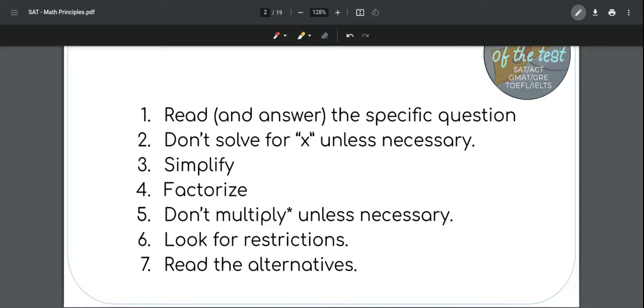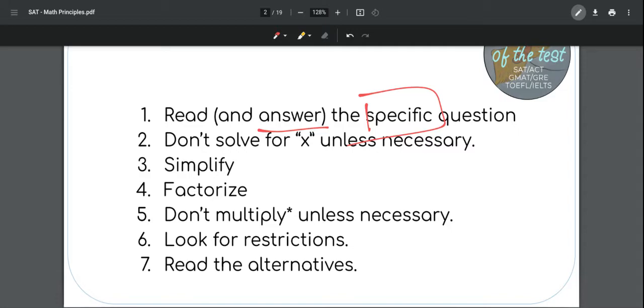So the first principle, you want to read and answer the specific question. We're going to focus on the specific. So you may think this is obvious because, of course, you want to answer the specific question. Of course, I'm going to read the specific question. What else am I going to answer? But if you think about it, most of the students, at least some time, made a mistake of not really reading the question. We jump straight to solving the problem without really knowing what we're looking for.